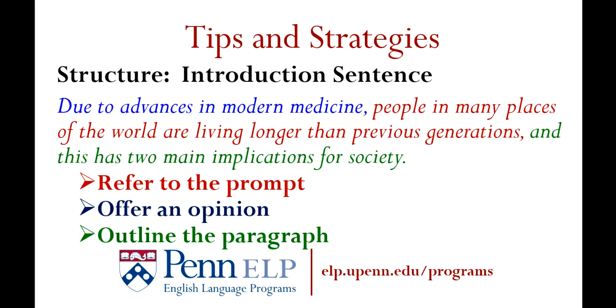Yeah, we can see that the first part of the sentence is showing the author's opinion on why people are living longer. The second part of the sentence rephrases or refers to the original question, and then the last part shows the reader what to expect in the following sentences. Now, let's look at the 2 main ideas.